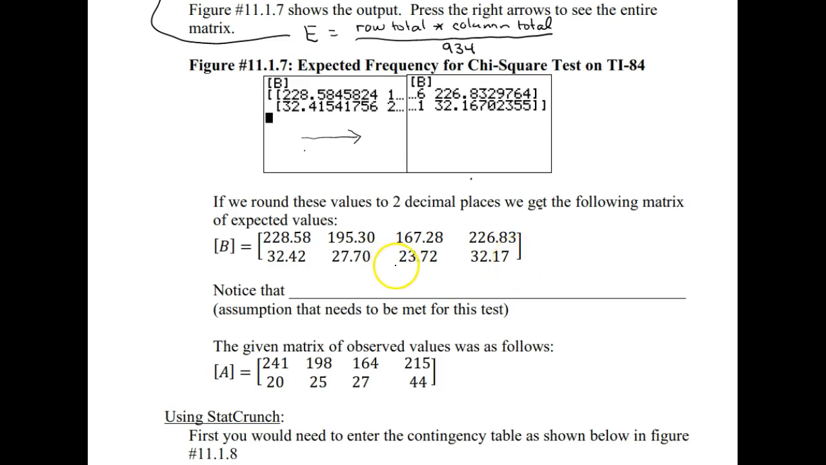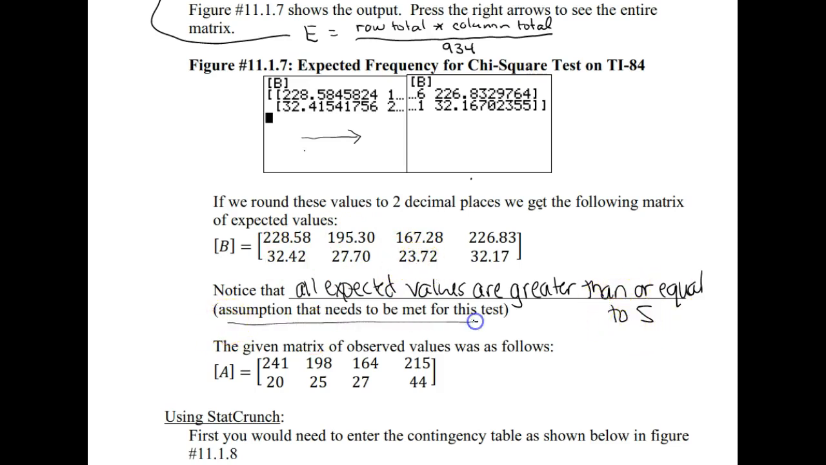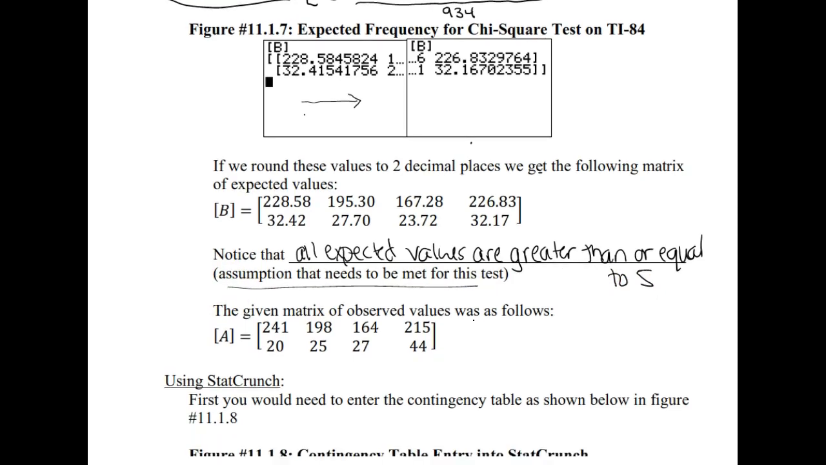And now remember, at the very beginning of the test, we had an assumption that all of these expected values needed to be at least 5. So we should notice that all expected values are greater than or equal to 5. Okay, so 228.58 is definitely greater than or equal to 5. 195.3 is definitely greater than or equal to 5, and so on. Our smallest cell in here is 23.72, and it is also greater than or equal to 5. So again, that was the assumption that needed to be met for the test from the very beginning.